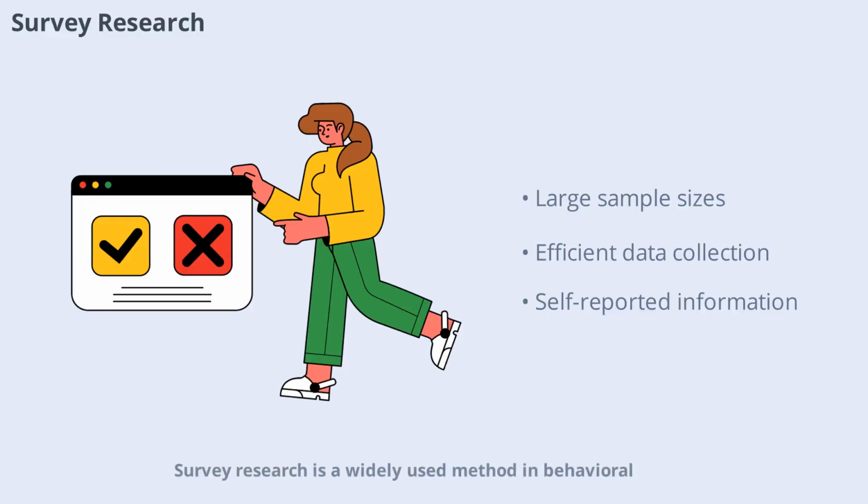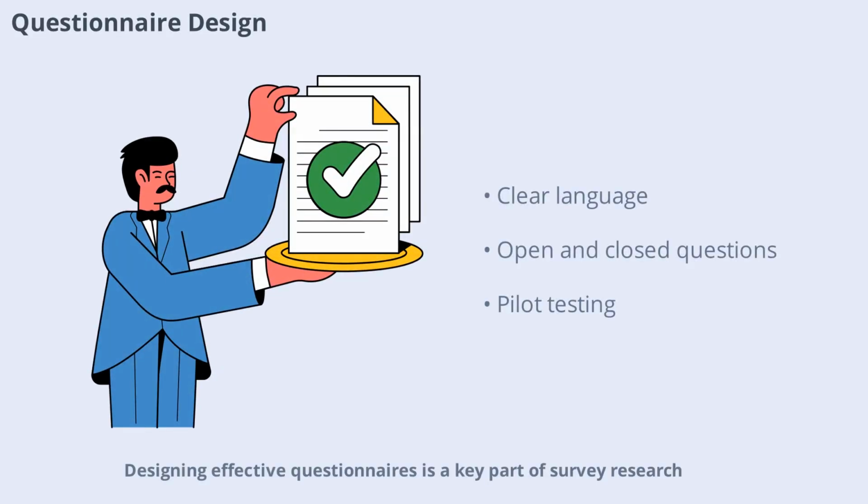Survey research is a widely used method in behavioral studies for collecting data from large groups of people. Surveys can be conducted through questionnaires, interviews, or online forms. They are efficient for gathering information about attitudes, beliefs, and behaviors. The design of survey questions is crucial to ensure clarity and avoid bias. While surveys can reach many participants quickly, they rely on self-reported data, which may be influenced by social desirability or misunderstanding.